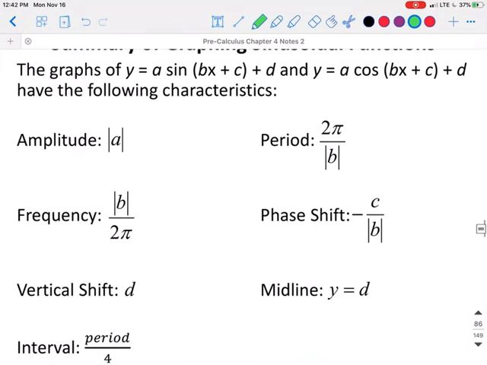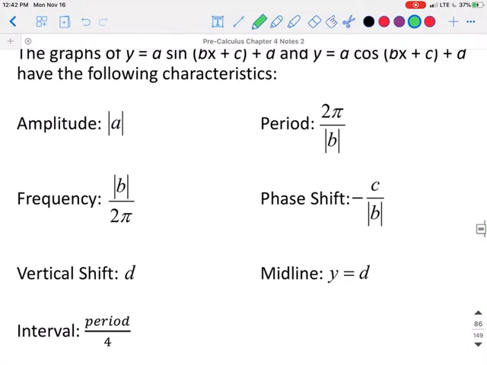So to summarize, remember the equations are given. The amplitude is just the absolute value of A. Period is 2 pi over the absolute value of B. Frequency is the absolute value of B over 2 pi. The phase shift is negative c over the absolute value of B. The vertical shift is just the value of D. Your midline will be located at y equals D. And the interval in which the graph is changing is period over 4.